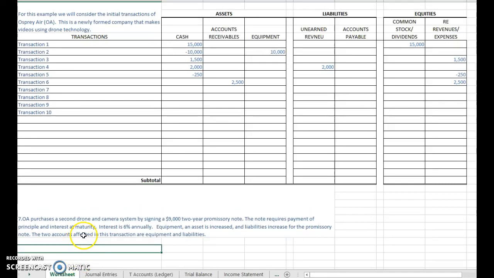OA purchases a second drone and camera system by signing a $9,000 two-year promissory note. The note requires payment of principal and interest at maturity. Interest is 6% annually. Equipment is an asset that is increased, and liabilities increase for the promissory note. The two accounts affected in this transaction are equipment and liabilities.